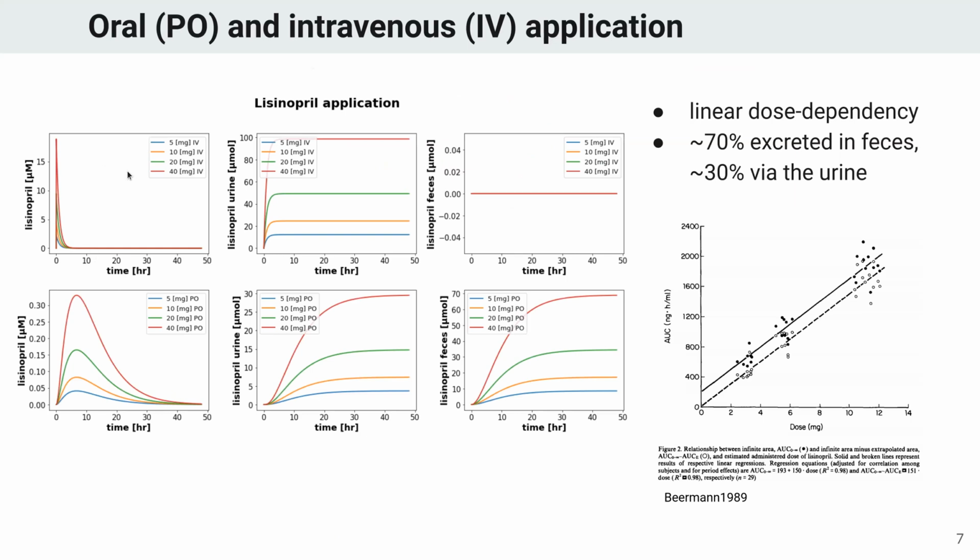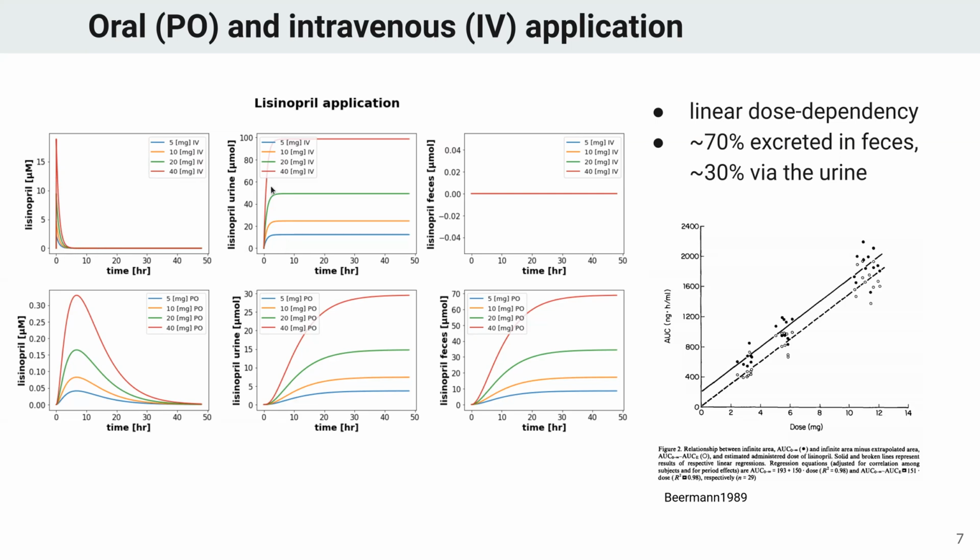What we can do now with this established model is simulate intravenous applications, this is the top row, or oral applications of lisinopril, and look at things like dose dependency of the pharmacokinetics: dose dependency of the plasma concentrations, of the amount appearing in urine, and also of the amount appearing in the feces. And here we see, under the intravenous application, pretty high peaks, and they go down quite fast over a few hours.